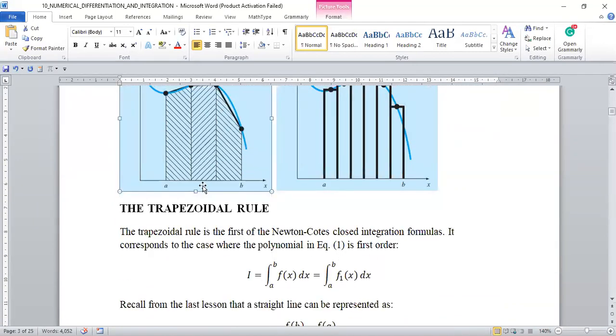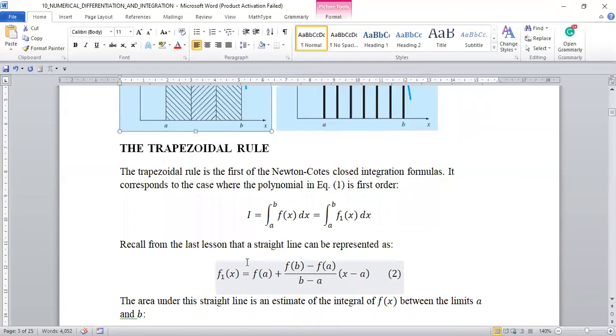So we start with the trapezoidal rule for numerical integration. Like I previously described, you want to integrate this function f of x over this limit from a to b. But for the trapezoidal rule, you are replacing this function with a first order polynomial. So this is where the one comes in: the one being the first order polynomial you are using to approximate the function.